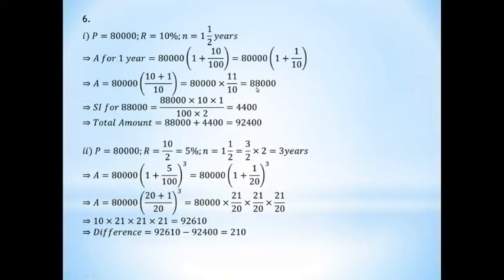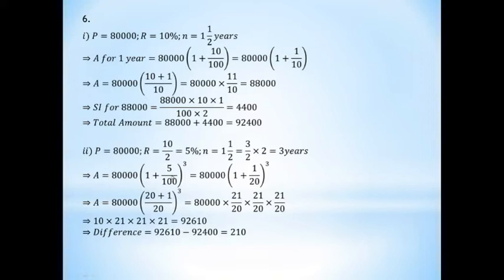Then for the amount for half years, we'll calculate the simple interest SI for 88,000. We'll put 88,000 as a principal, rate still remains the same. And for half years, 1 by 2 years, that means 1 by 2. So after calculating it, you will find out 4,400. Then in order to find out the total amount, you have to add up this 88,000 and 4,400 altogether. Then you will find out that the answer is 92,400.